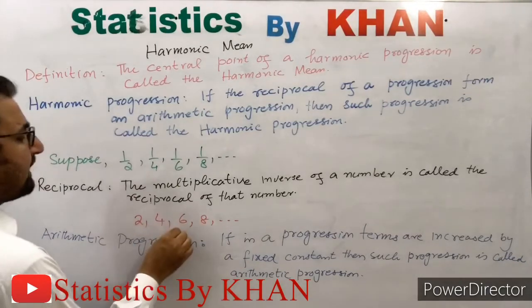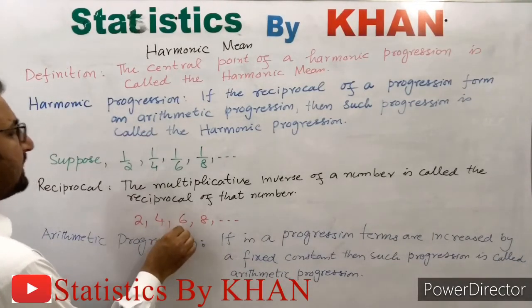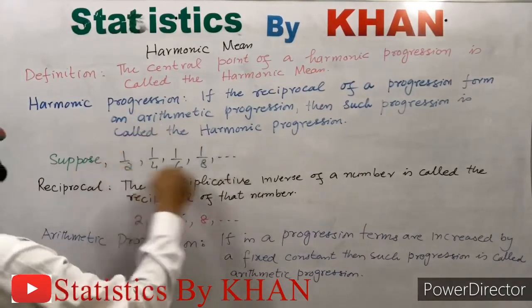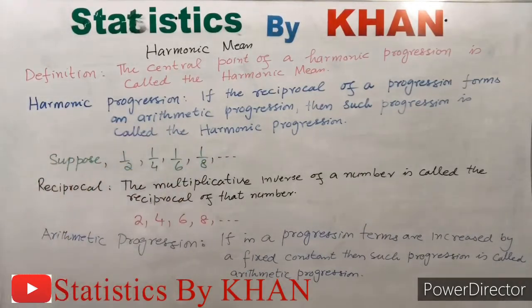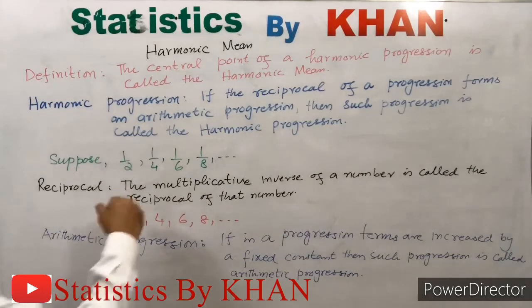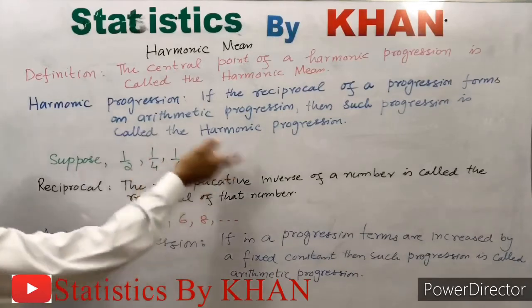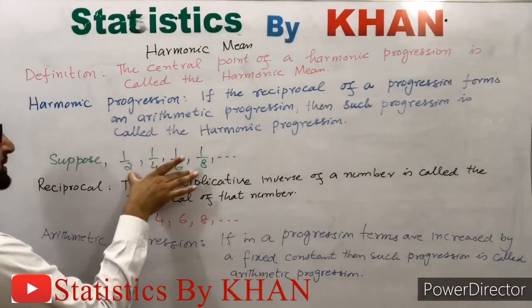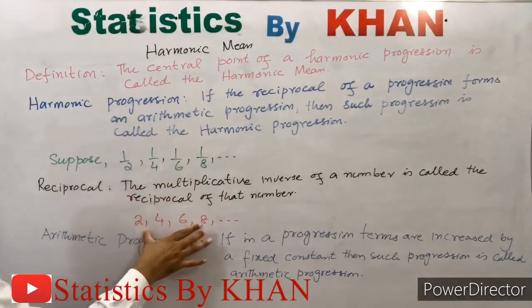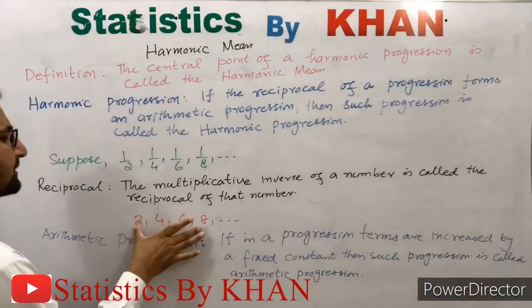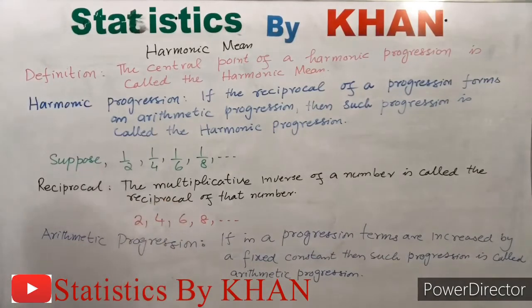And this arithmetic progression has been obtained by taking the reciprocal of this progression. So, from the definition of harmonic progression, if the reciprocal of a progression forms an arithmetic progression, then such progression is called the harmonic progression. So, this was a progression. When we took the reciprocal of this progression, we got this progression, and when we investigated it, it was an arithmetic progression. So hence this is a harmonic progression.